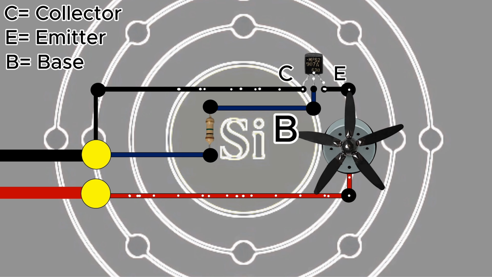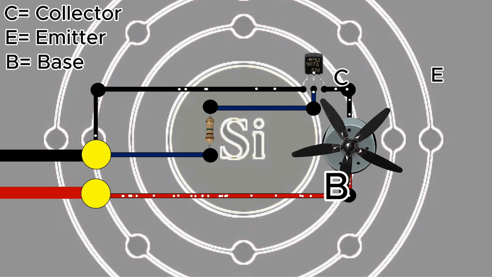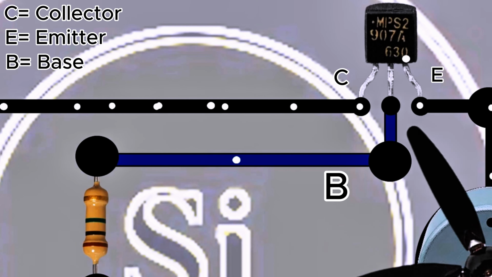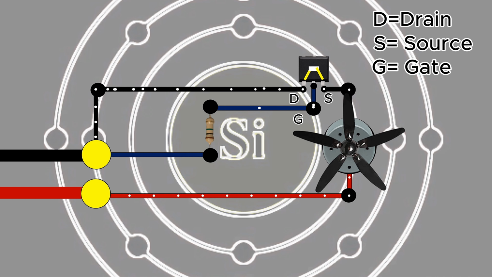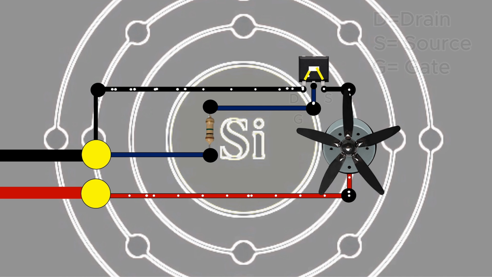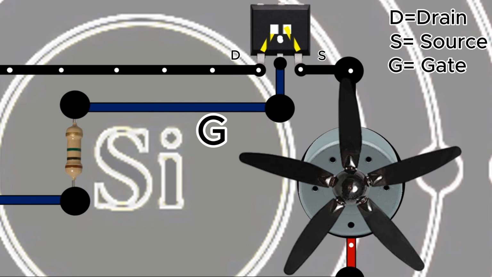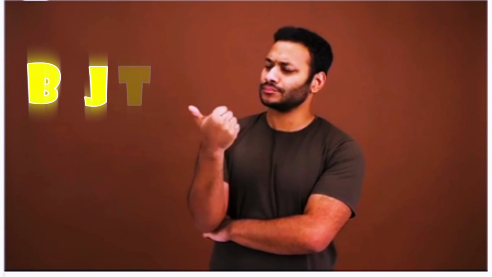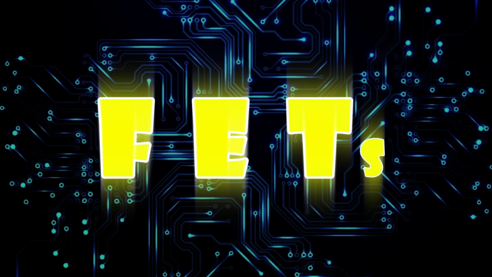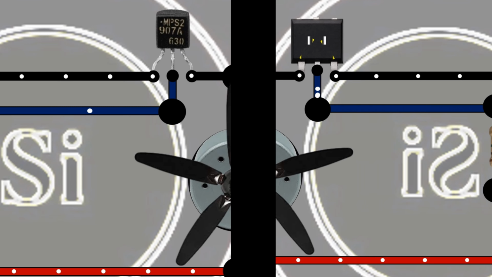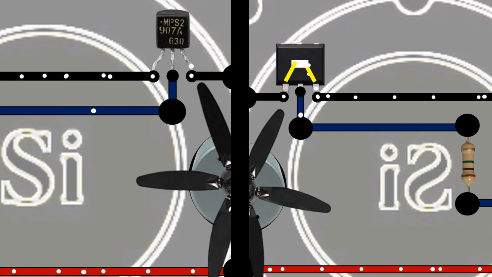So, let's do a quick recap. BJT is controlled using current, and a small base current turns it on, while FETs like MOSFETs are controlled using voltage, and a gate voltage turns it on. You can think of BJTs like an approved security gate, and FETs like a smart automatic door. Both are transistors, but they respond to different control methods.